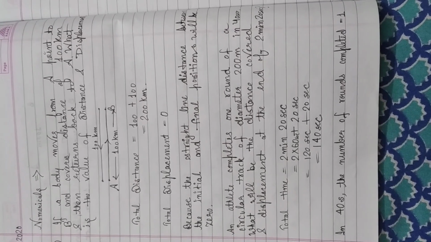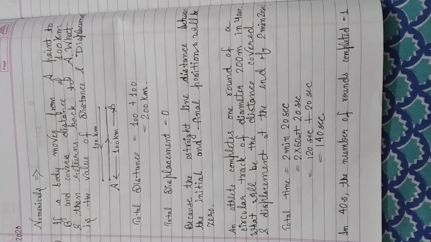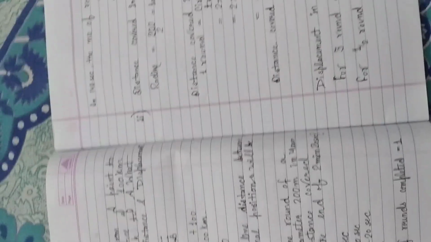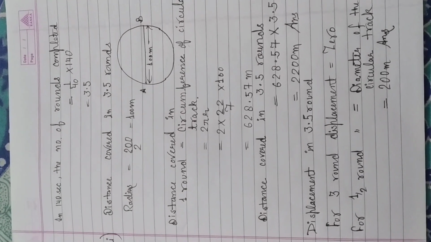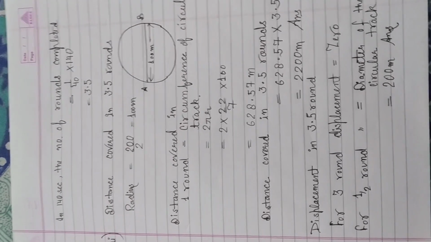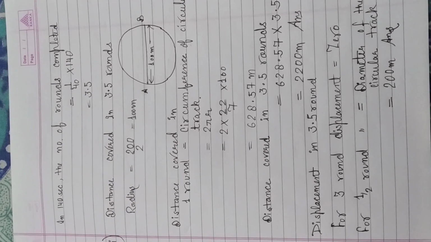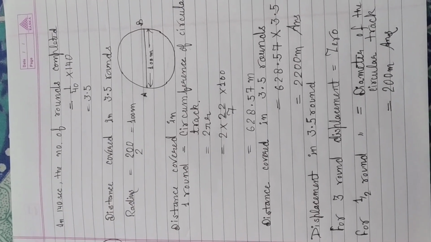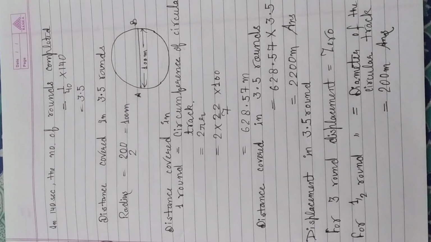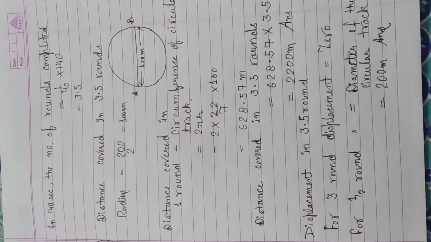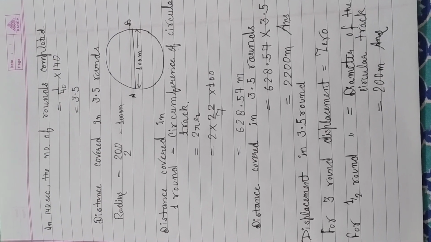According to the question, in 40 seconds, the number of rounds completed by the athlete is 1. 40 seconds में athlete एक round complete करता है, तो 140 seconds में कितना करेगा? In 140 seconds, the number of rounds completed will be 1 by 40 into 140, equal to 3.5, meaning 3.5 rounds. Now we will find out distance and displacement for 3.5 rounds.